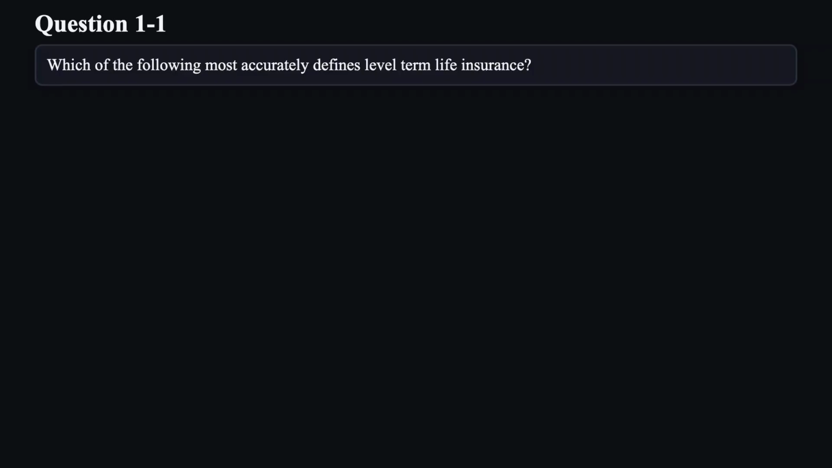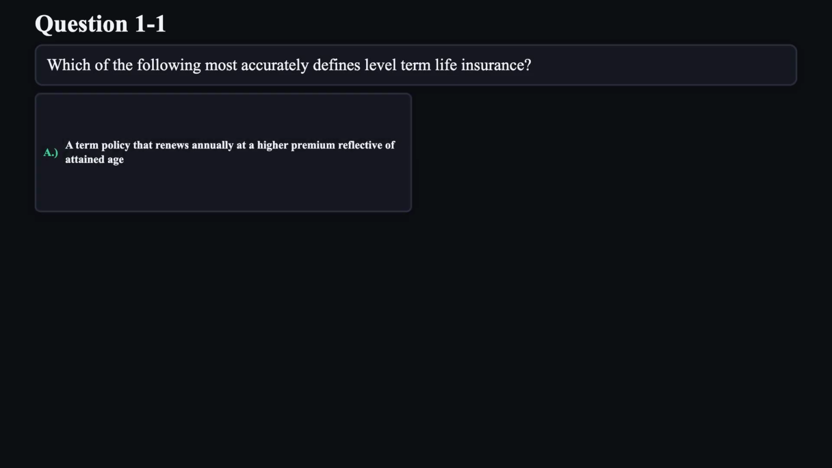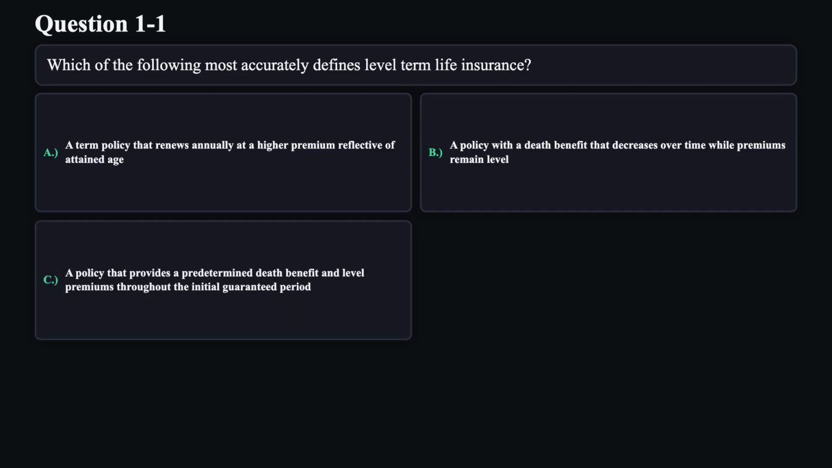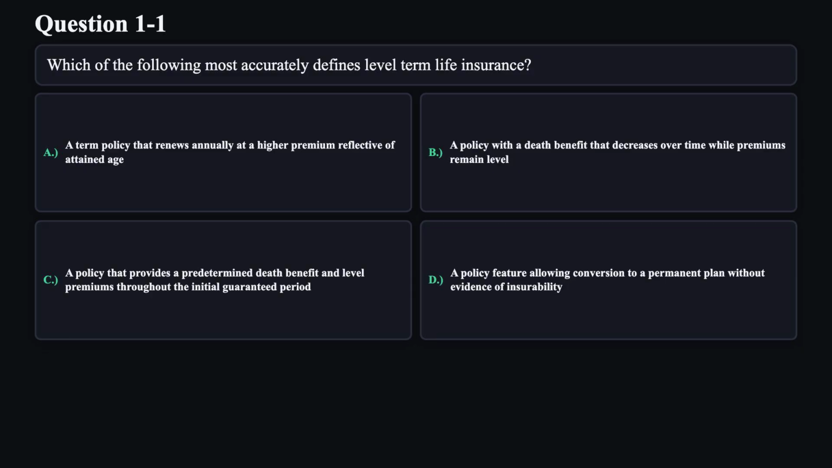Which of the following most accurately defines level term life insurance? A. A term policy that renews annually at a higher premium reflective of attained age. B. A policy with a death benefit that decreases over time while premiums remain level. C. A policy that provides a predetermined death benefit and level premiums throughout the initial guaranteed period. D. A policy feature allowing conversion to a permanent plan without evidence of insurability.